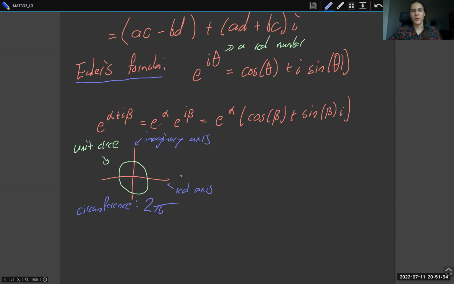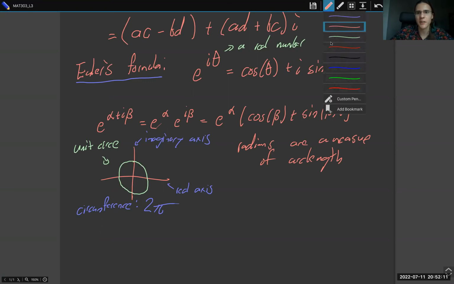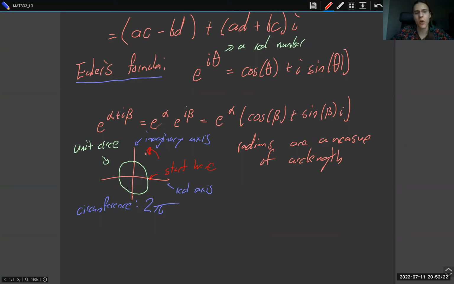So the point is, what are radians? Radians are a measure of arc length. So basically what we do is we start here, and we go in this direction. In mathematics, the positive direction is counterclockwise. And so we measure a distance of theta along here, and that's the same as the angle theta in radians.